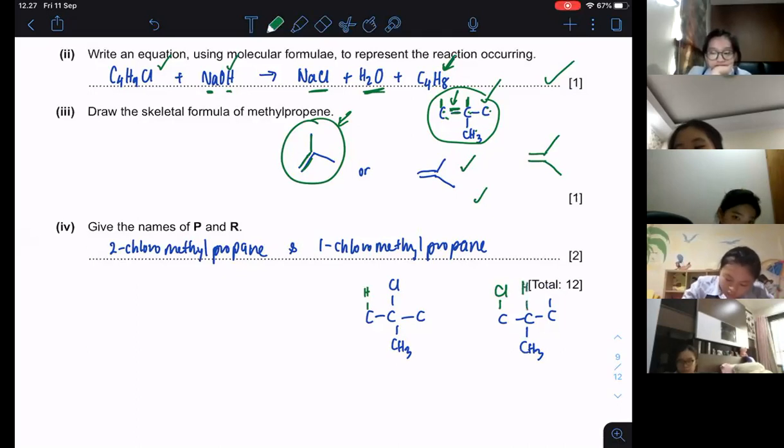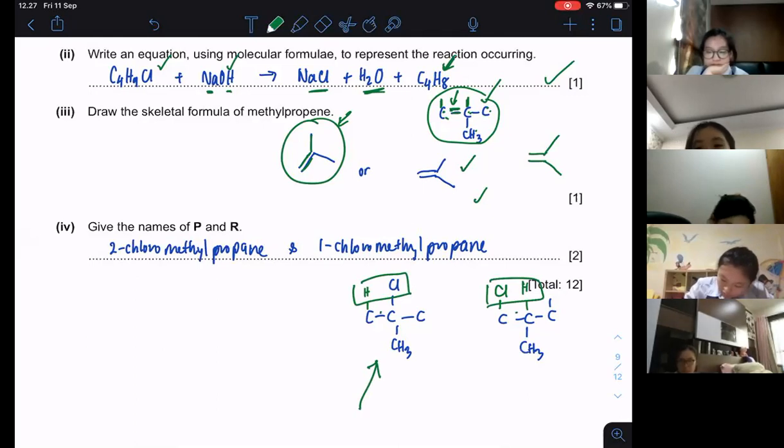There are two possibilities of what will happen. When they remove this, the double bond will come here. When they remove this, the double bond will come here. Still the same thing. So what is the name of this molecule? This is going to be methyl propane. There's no need to put 2-methyl, because methyl cannot go at position 1 or position 3. It has to be in the middle. So no need to say 2-methyl propane; methyl propane is enough.